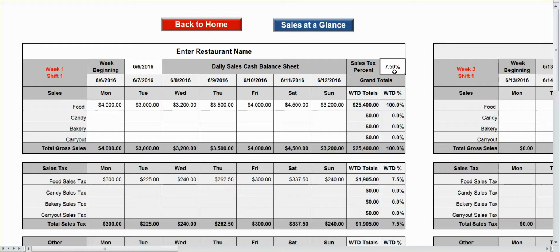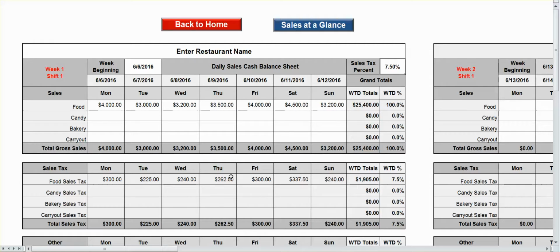Now, under here is your sales tax percent. Whatever your sales tax percent is for your state, slip it in here. Once you do that, it's going to automatically figure out what your sales tax is based on what you enter above. This area is protected.